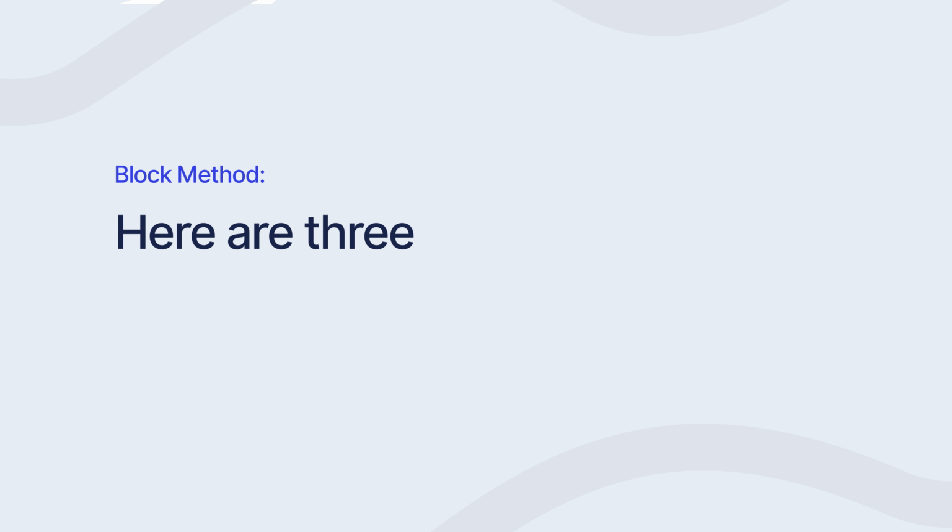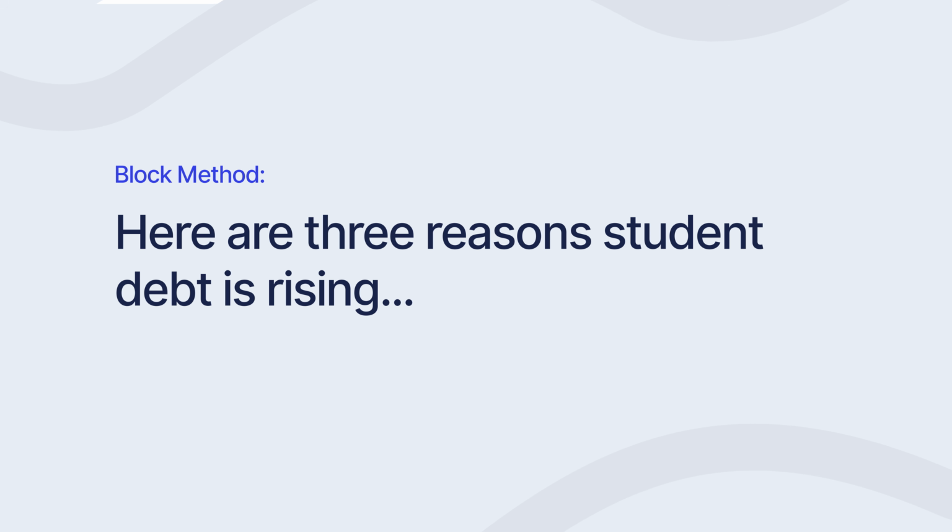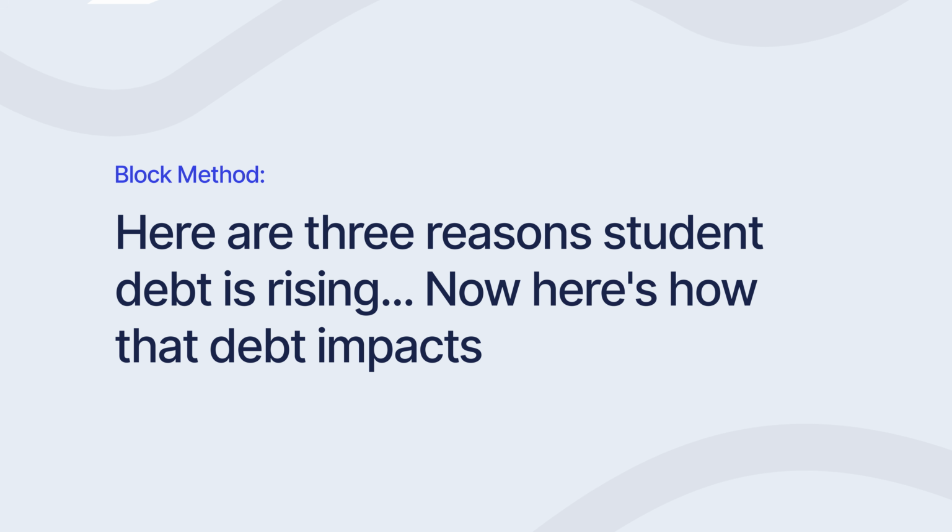Now, you can choose from two structures based on your topic. For example, the first one is the block method. This is where you show all causes first and then all effects. For example, here are 3 reasons student debt is rising. Now, here's how that debt impacts graduates.